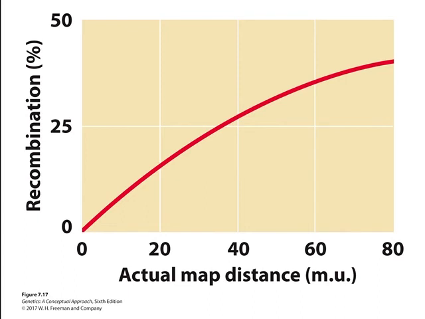To correct for this discrepancy, scientists have developed mathematical mapping functions which relate recombination frequency to actual physical distance, as shown here. Most of these functions are based on the Poisson distribution, which predicts the probability of multiple rare events. With the use of such mapping functions, map distances based on recombination rates are more accurately estimated.